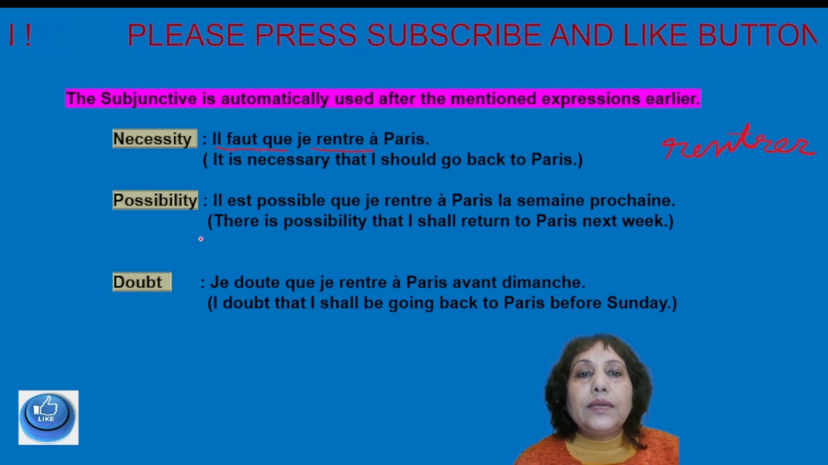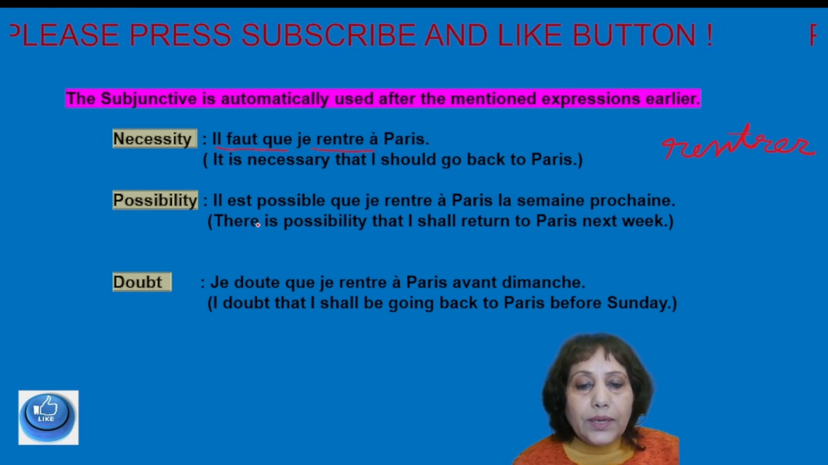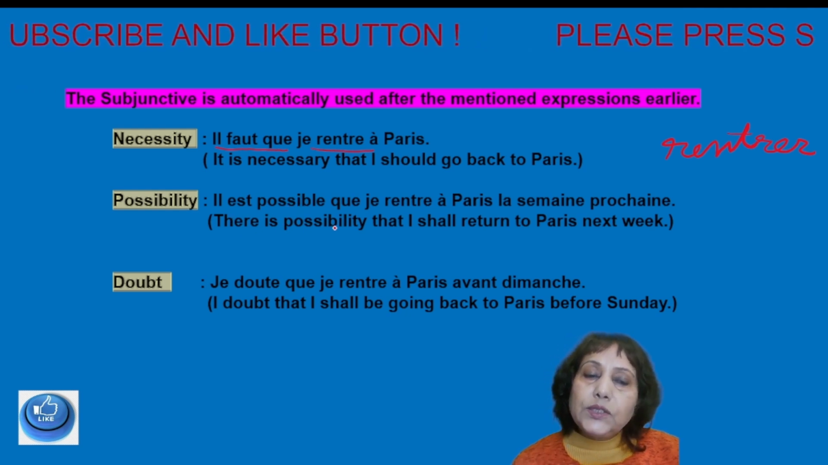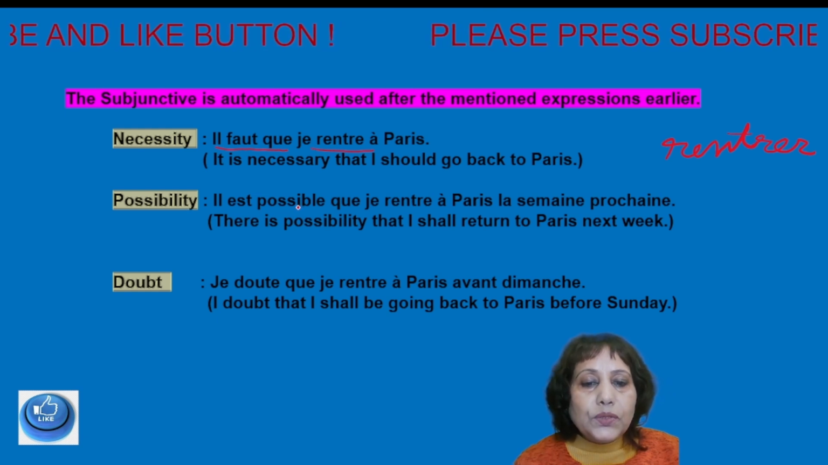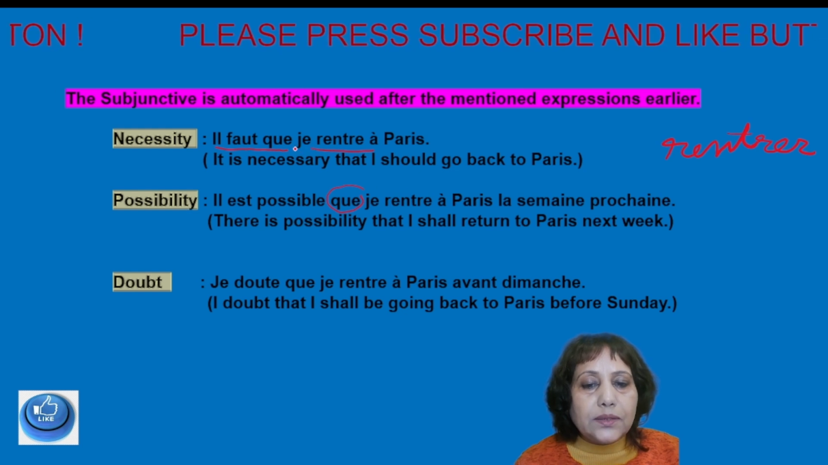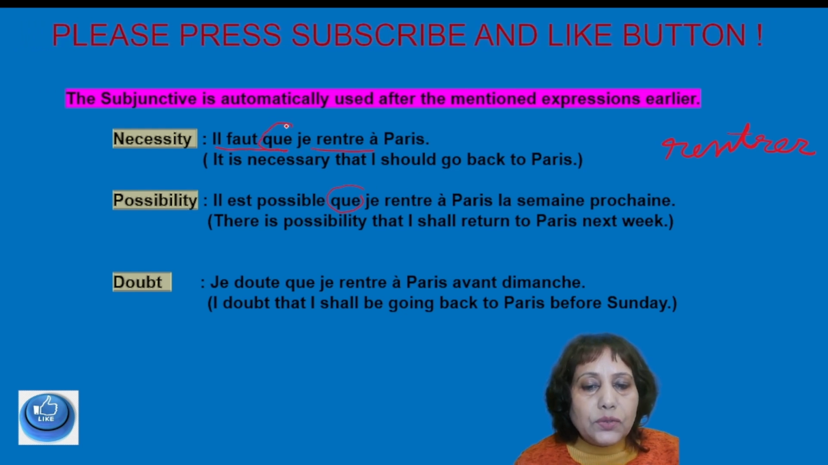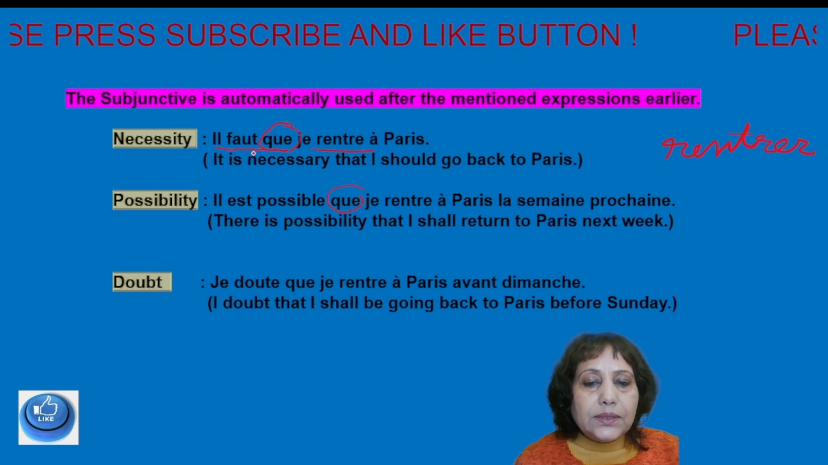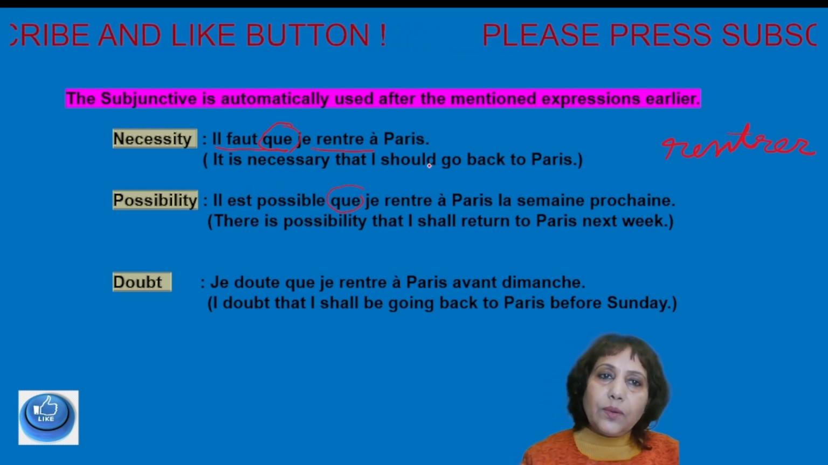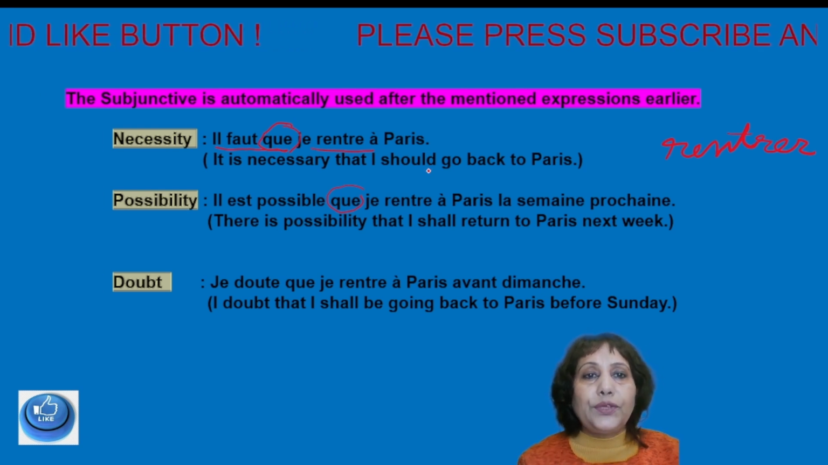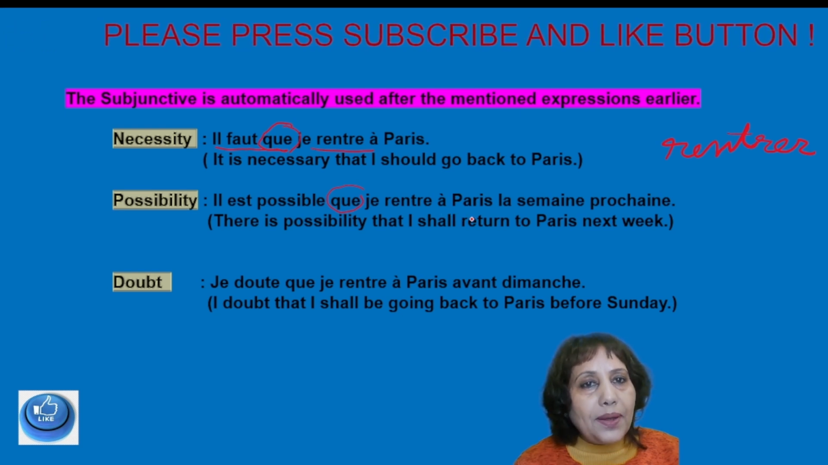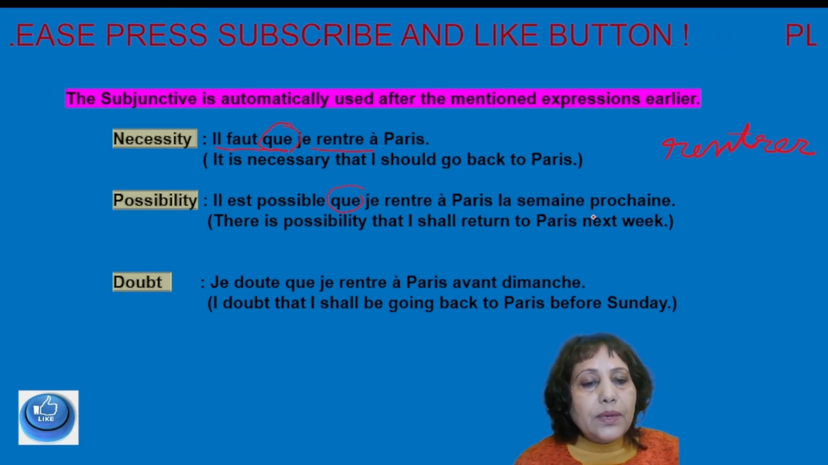Possibility. Il est possible que. Okay. Il est possible, adjective possible, there is a possibility. Il est possible que. Que means that. Okay, you should remember this. It is used as a conjunction also, and it means that. And this makes your principal clause. After que is a subordinate clause. There you are going to use the subjunctive verb. Right? Je rentre à Paris la semaine prochaine.